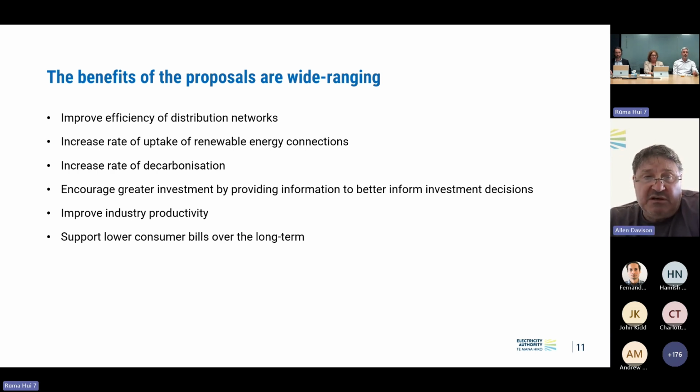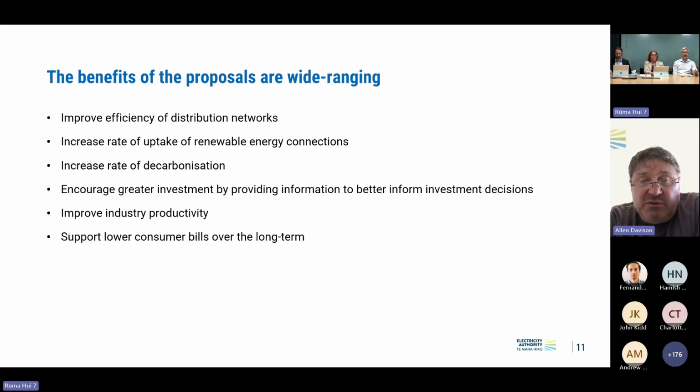So we think there's a whole raft of benefits from these proposals. That includes greater efficiency of distribution networks, so more consistent and improved distributor practices, better use of network capacity, deferred and avoided investment in new capacity, increasing the rate of renewable energy uptake. You'd think some of the more speculative applications will be less prioritised in the new process, and stuff that's ready to connect can move through the queue quicker.